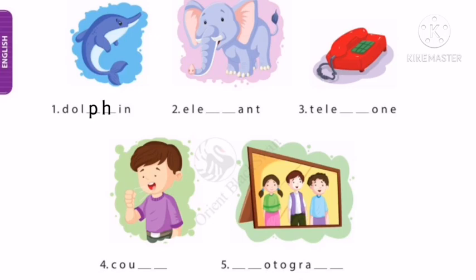Next one. What is that? Yes, elephant. Can you complete it? Yes. E-L-E. Then P-H-A-N-T. Elephant. Very good. What is in the next image? Yes, it's a telephone. We have to complete it. What is the spelling of telephone? T-E-L-E-P-H-O-N-E, telephone. Children, find out the next two image spellings.